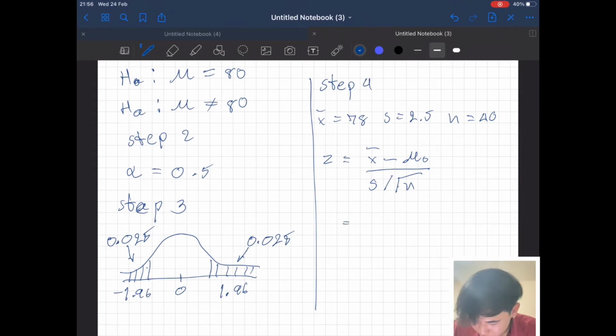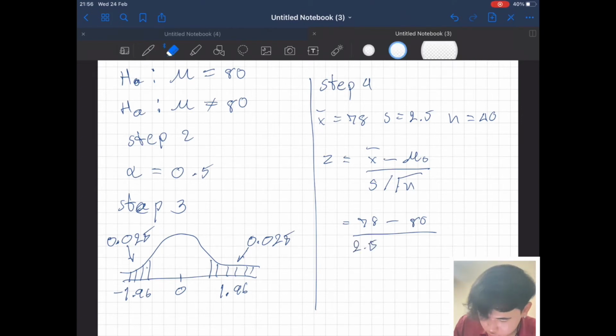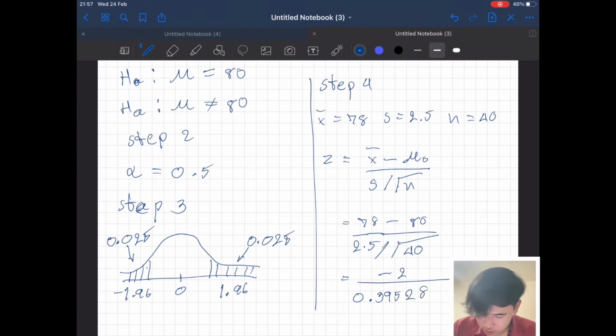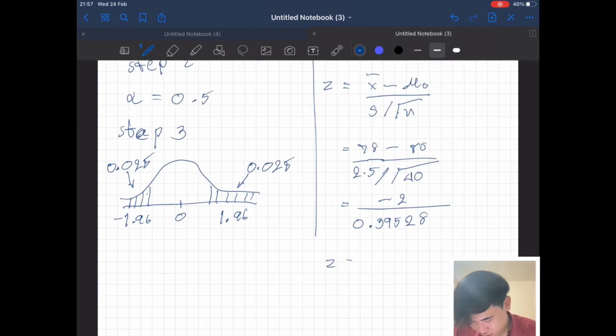Equal 78 minus 80 over 2.5 over square root 40, equal minus 2 over 0.3953, equal minus 5.06. Thank you.